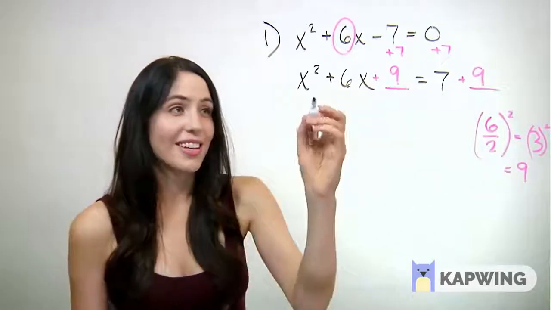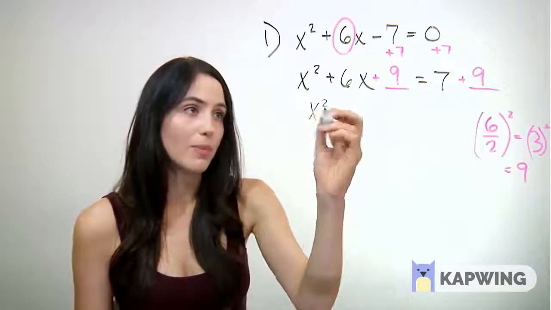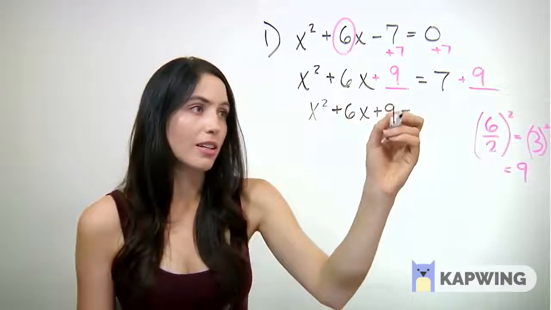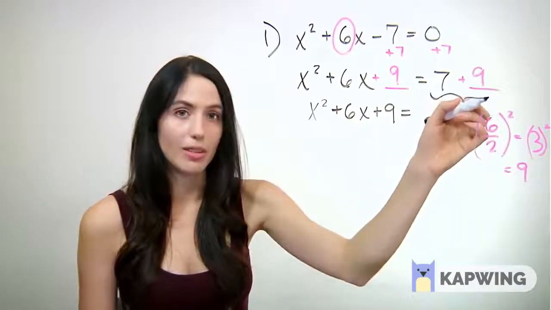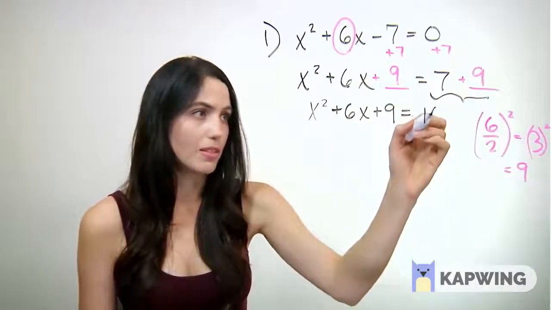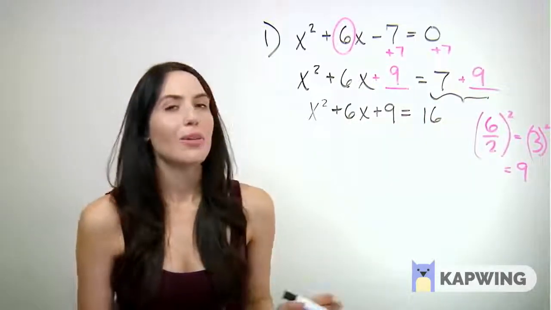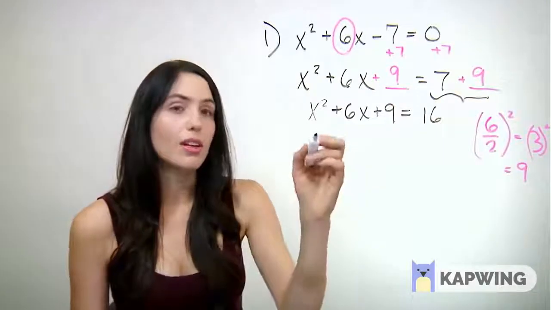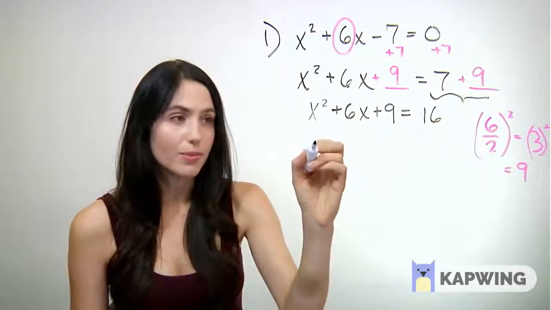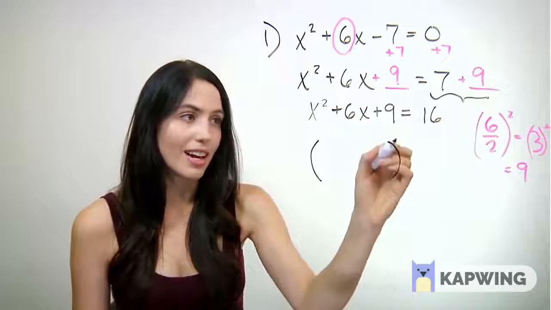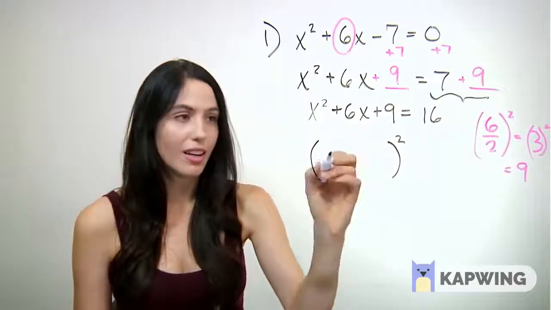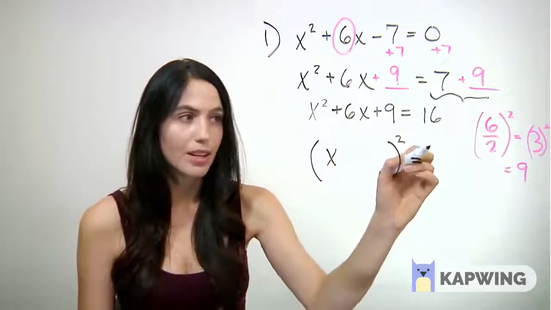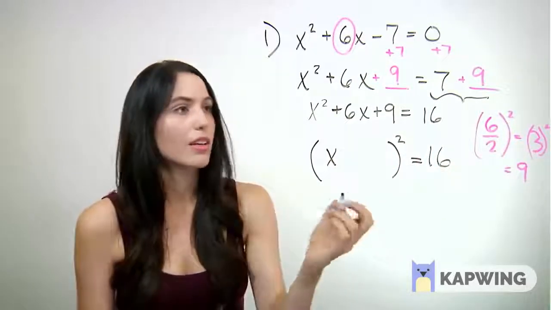Okay, so then the next line, that simplifies to x squared plus 6x plus 9. On the right side, we can combine these numbers into 16. 7 plus 9, 16. Why did we do that? Why did we add a number to both sides? The only reason is so that immediately after, we can write the left side as a perfect square. x plus or minus some number squared equals 16 still.